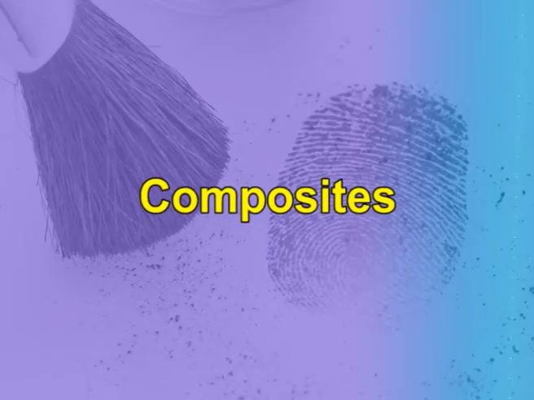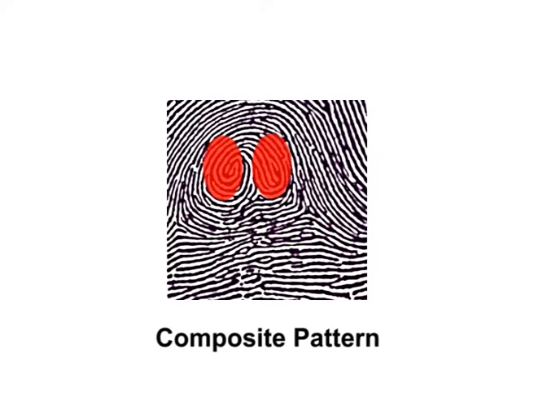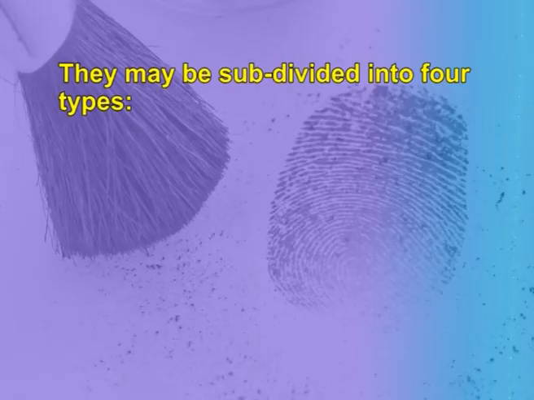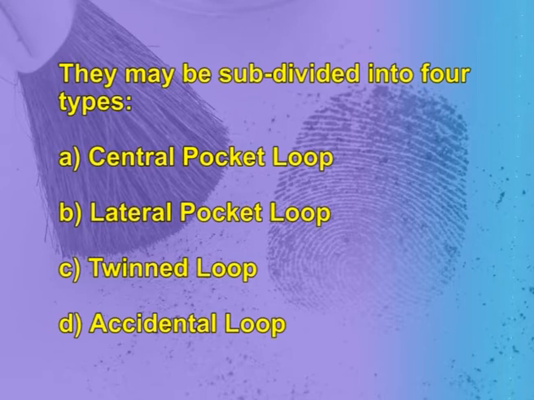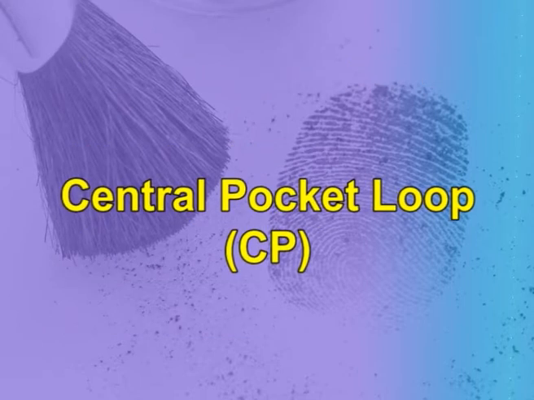Fourth one is composite. When two or more patterns combine to form one pattern, that pattern is called a composite pattern. They may be subdivided into four types: central pocket loop, lateral pocket loop, twinned loop, and accidental. First one is central pocket loop.